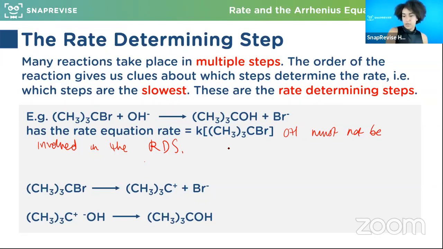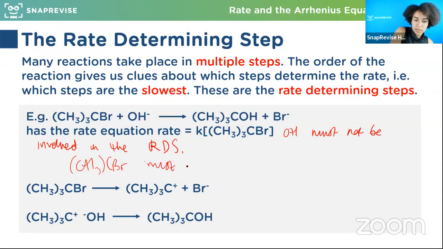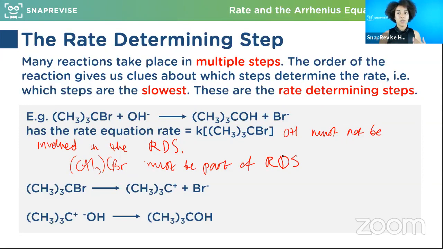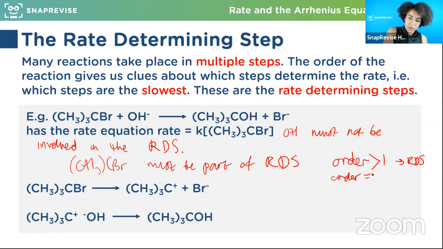So because the only thing in the rate equation is the CH3CBr, that means that CH3CBr must be part of the RDS. The rate determining step in A-level is essentially looking at what is zero order and can't be in the rate determining step, and what has an order of reaction that's 1 or above, and that's got to be in the rate determining step. So if we write down a little note: when we have an order of 1 or above, it could be in the RDS. And if we have an order that is equal to 0, it cannot be in the RDS.